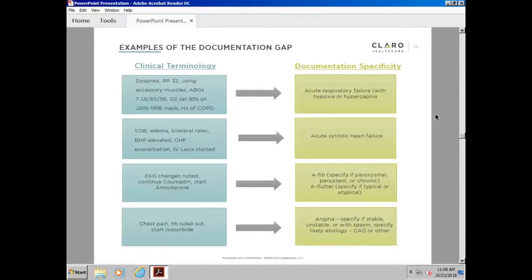So dyspnea, respiratory rate 32, using accessory muscles, ABGs. The patient looks acidotic. He's hypoxic, on 100% non-rebreather. He has a history of COPD.